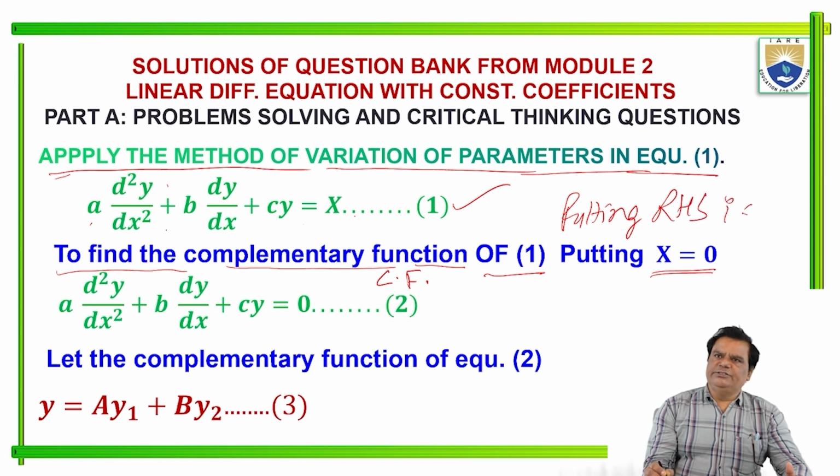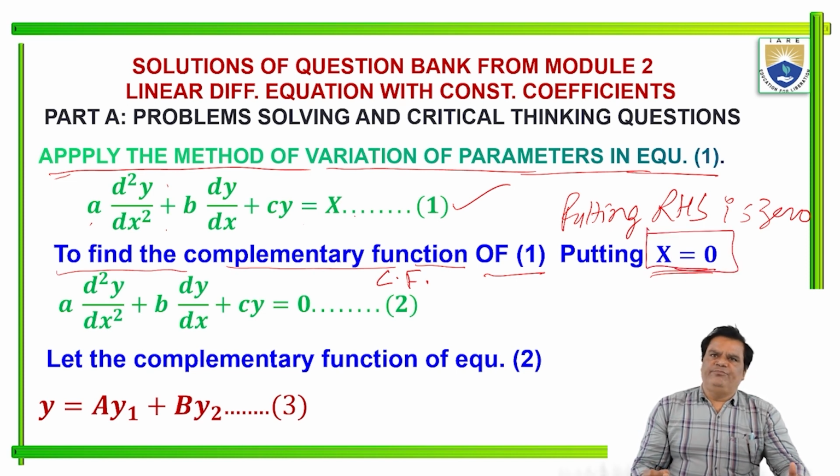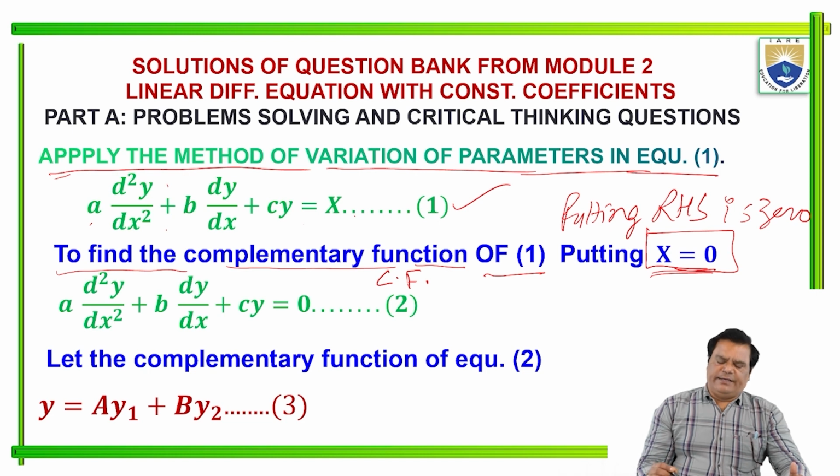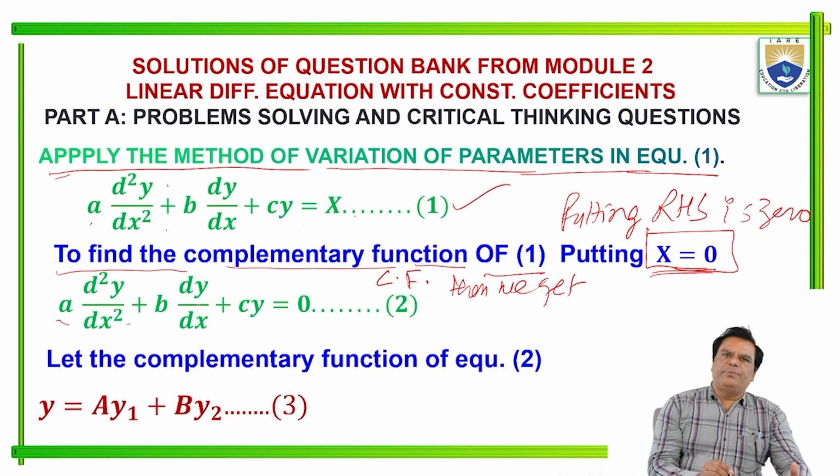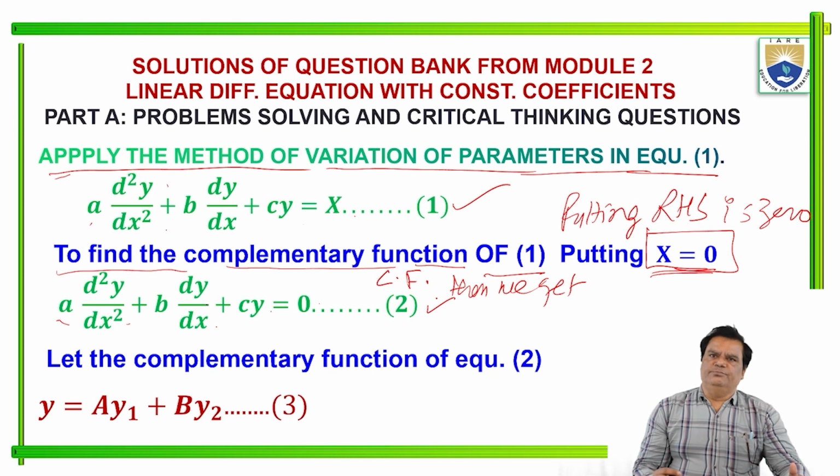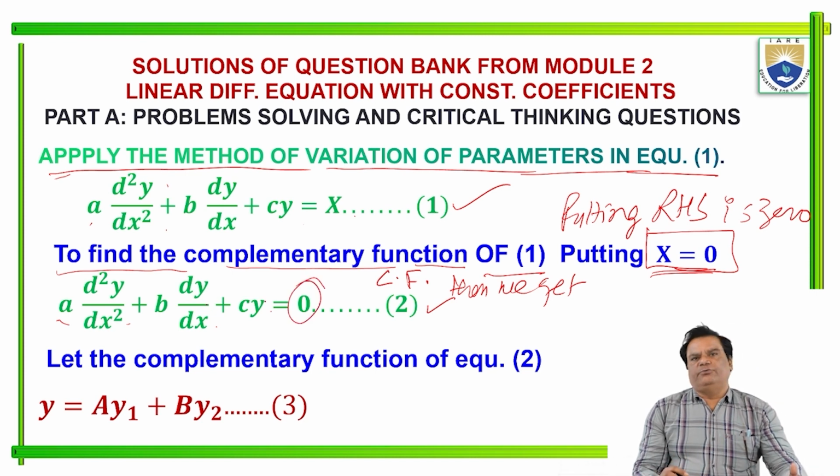RHS is 0. RHS is x, so x equal to 0 here. Then we get A d2y/dx2 plus B dy/dx plus Cy equal to 0. This is equation 2. Here the right hand side is 0.